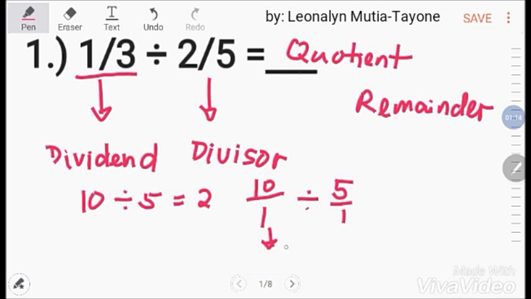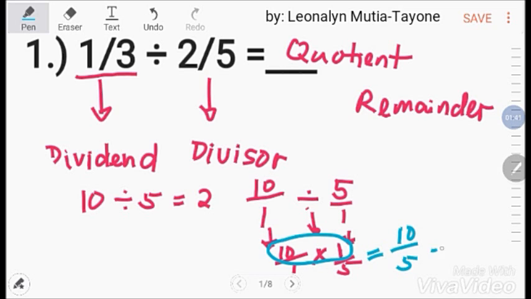Itong dividend, kopyahin lang natin, that is 10 over 1. Itong sign ng division maging multiplication. At itong si divisor, reciprocal ng 5 over 1 is 1/5. Itong numerator to numerator, pwede na natin i-multiply and that is 10. Denominator to denominator and that is 5. So the answer is 10 over 5 or 2.